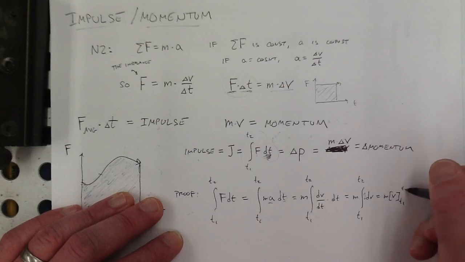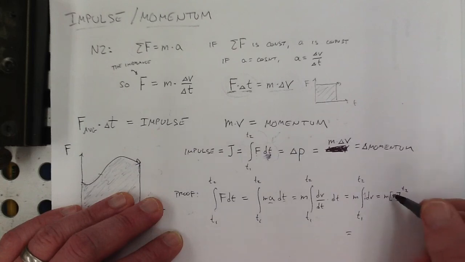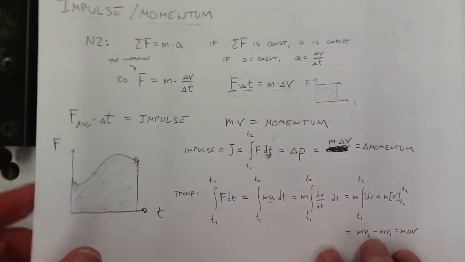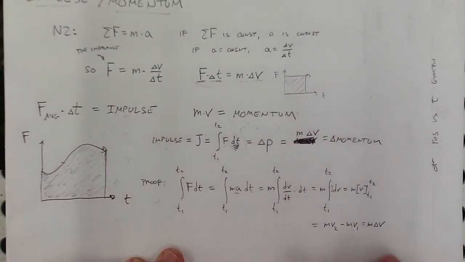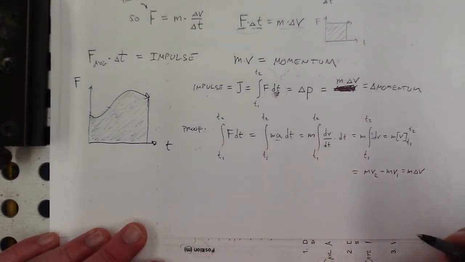from t1 to t2. And what happens when you plug in? Well, that gives you m times, when you plug time 2 in to this v, whatever the velocity is at time 2, minus mv1, and of course that's just mass times change in velocity. So it doesn't matter whether your force is constant, or the average force, or you got this situation. It still works. So impulse equals change in momentum.